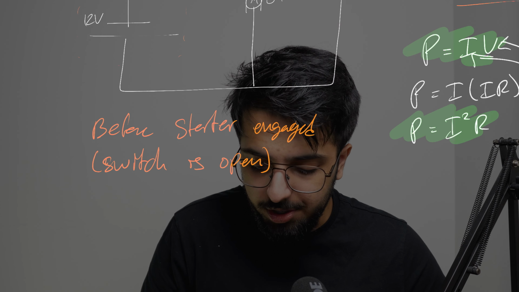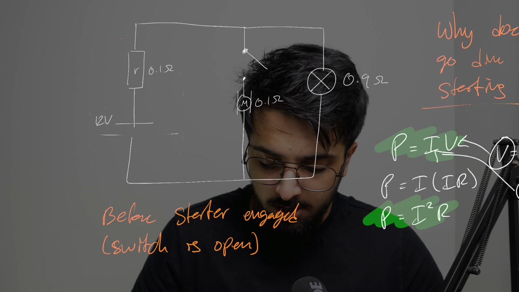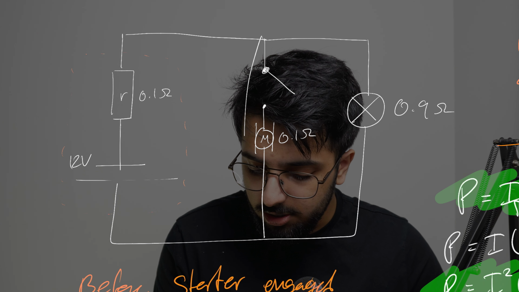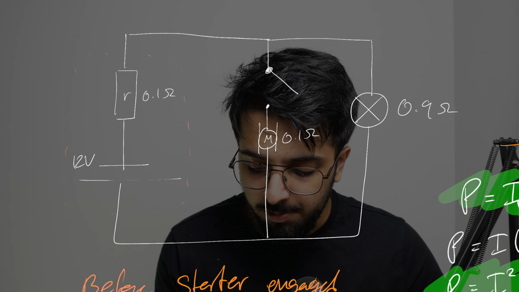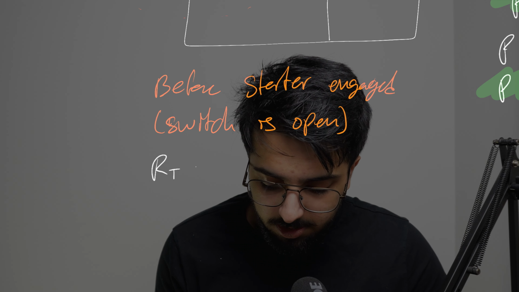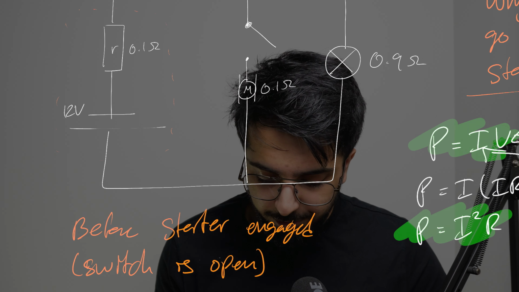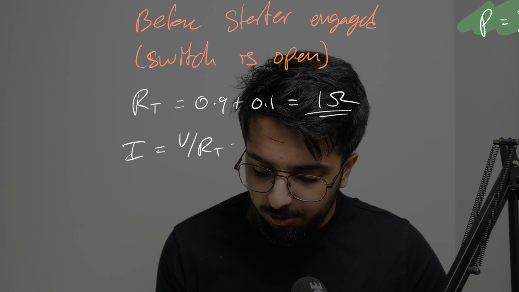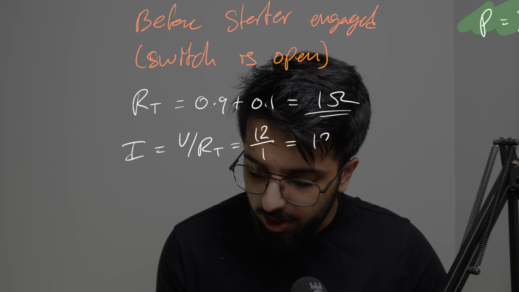So now going back to before the starter motor is engaged, when the switch is open like we see here, we can calculate our total resistance in the circuit. As we can see, this branch is open, and so the resistance of the motor is not considered, and we simply have the resistance of the bulb and the internal resistance. So we have 0.9 plus 0.1, and that's equal to 1 ohm of resistance. Therefore we can calculate the current, which is V all over our total resistance: 12 all over 1 ohm, and this equals 12 amps of current.